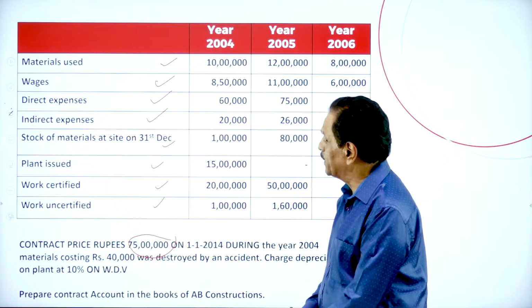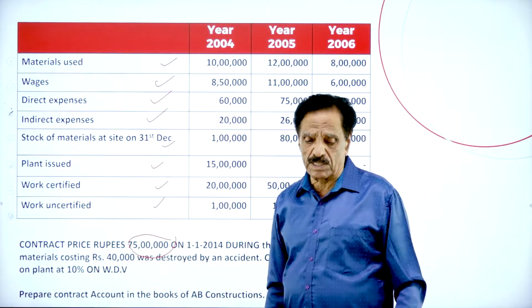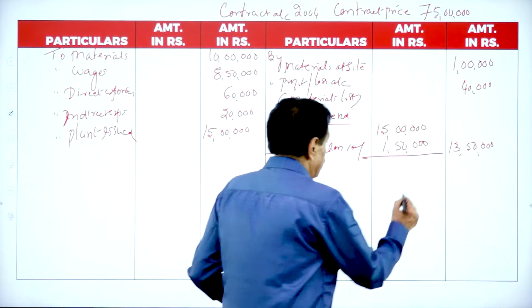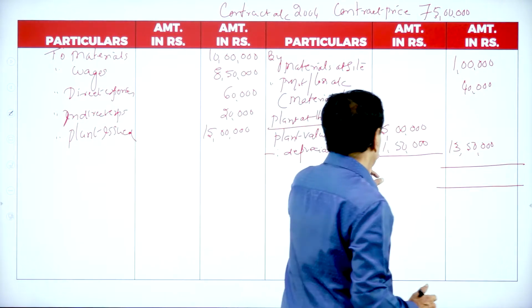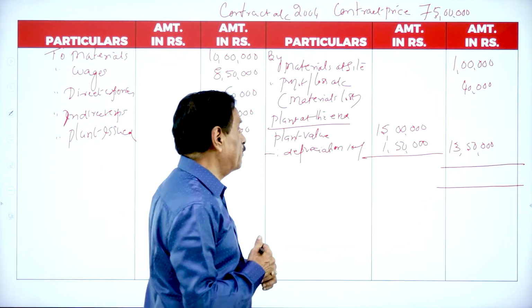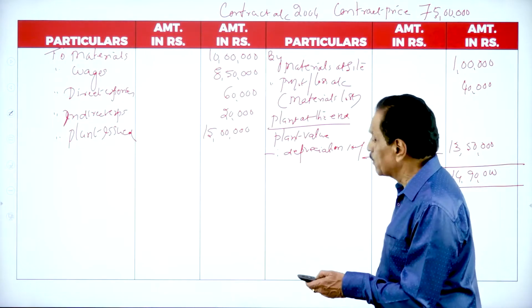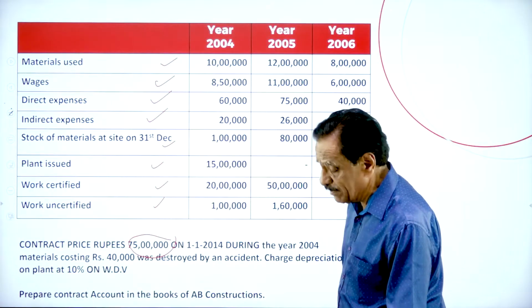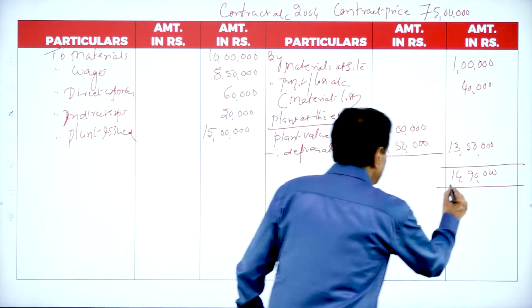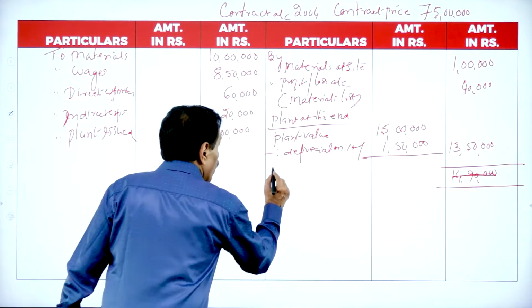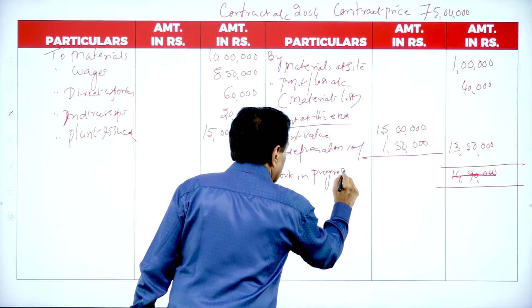See that? Material debit side, wages debit side, direct expense debit side, indirect expense debit side, material stock credit side, plant issue debit side, work certified credit side, and so. There was a destruction of 40,000 and depreciation is charged on the plant. We'll add the credit side now. So 13,50,000. This is 13,50,000 plus 14,50,000, 14,90,000. What's a work certified? 20 lakh. Uncertified is 1 lakh. Here, closing balance by work in progress carried down.